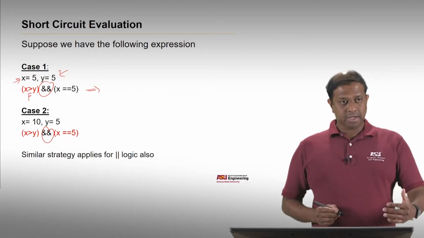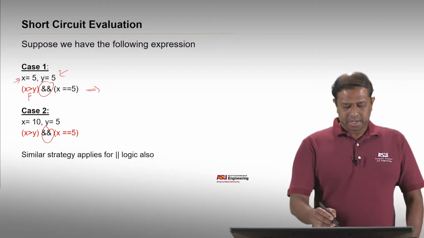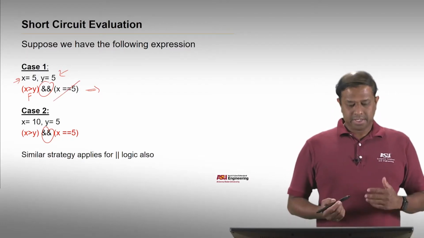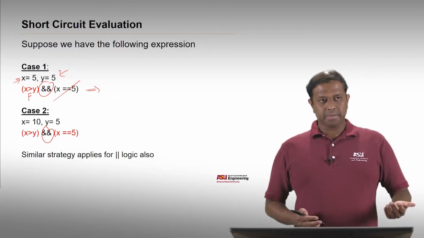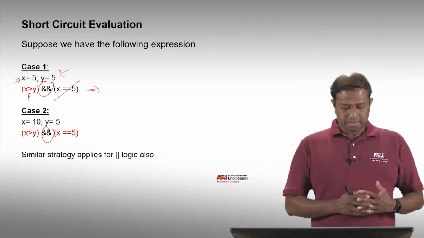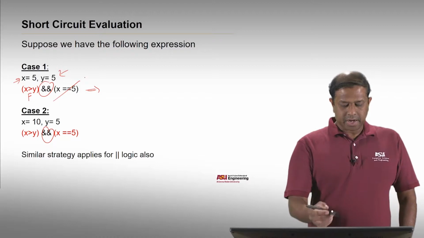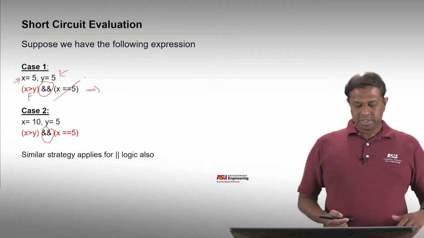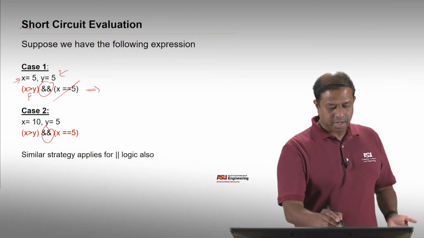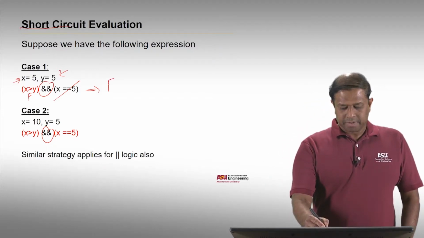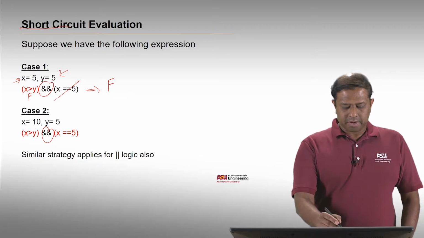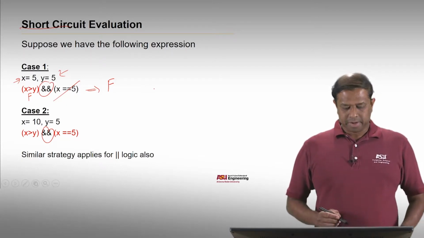Since the first expression is already false, there is no point in evaluating the second expression because it's going to be false anyway. So the compiler and the runtime environment get rid of this additional computation and do what we call a short circuit evaluation, and come up with the final assessment as false for this expression without evaluating anything else in here, right?